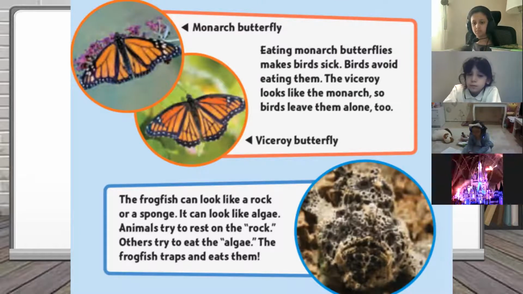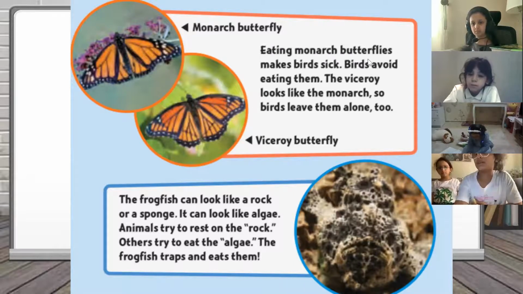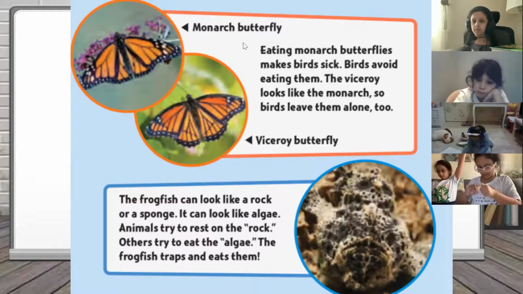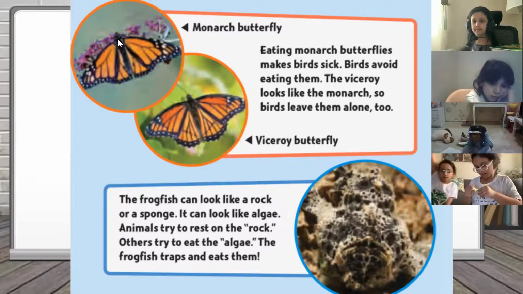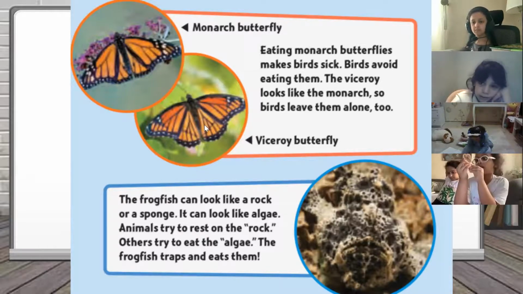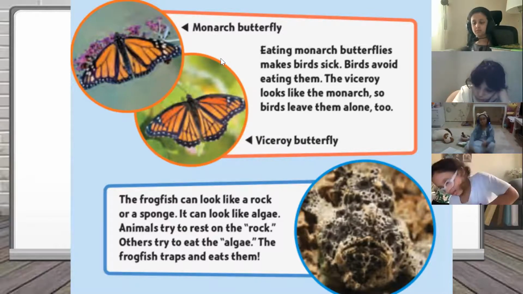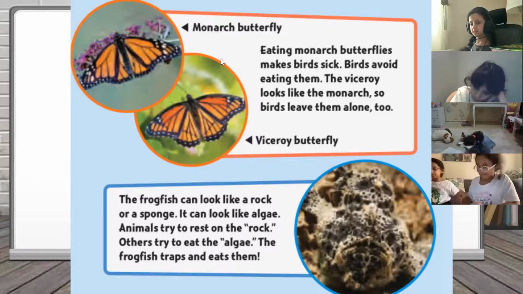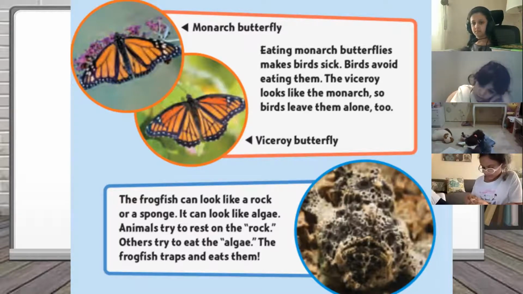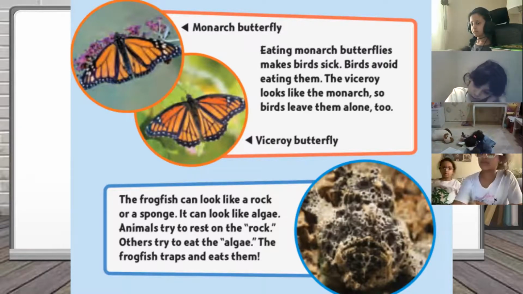Sorry, it is not camouflaged. Now I want you to read and tell me about it. It's mimicry. Why? Because look at the monarch butterfly up there. They are harmless, but the viceroy butterfly, they are harmful. So they pretend to be one another, so birds cannot eat them. One of them tastes very bad. So when an animal copies another animal, this is mimicry. We call it mimicry.